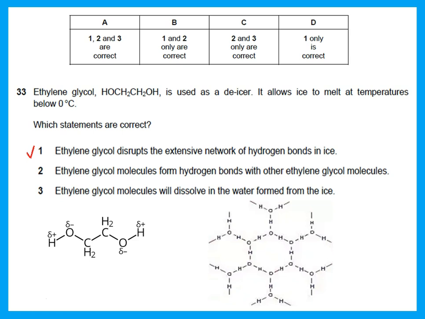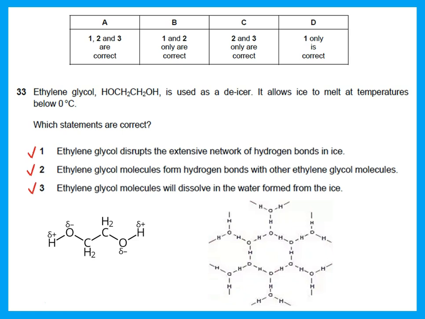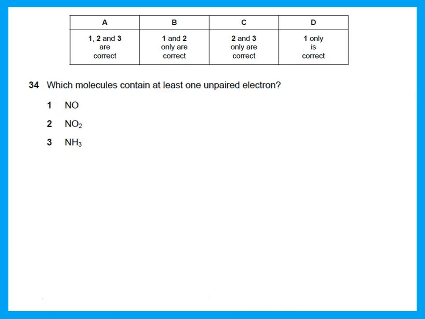Okay, the next statement says ethylene glycol forms hydrogen bonds with other ethylene glycol. Yes, it can form hydrogen bonding because it has oxygen, which is electronegative, attached to a hydrogen atom. Ethylene glycol molecules will dissolve in water. Yes, anything that can form hydrogen bonds with water will dissolve in it. So all three are correct. So my answer is A.